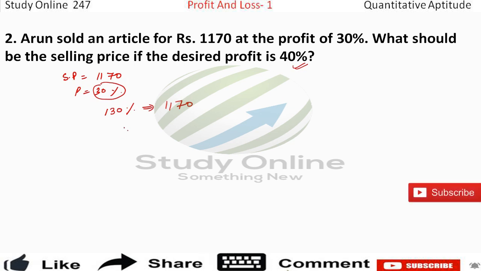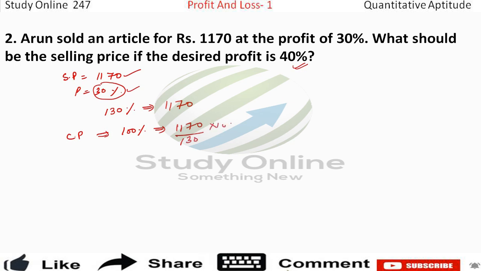So 100% would be what? If you calculate the 100%, it would be our cost price. You understood what we are doing is, if the selling price is given and we have a profit of 30%, so the selling price is 130%. Okay, so 100% would be the cost price. So it is 1170 upon 130 into 100. Okay, so you can calculate this. You will get 900, it is 9s are 900. So your cost price for now is 900.